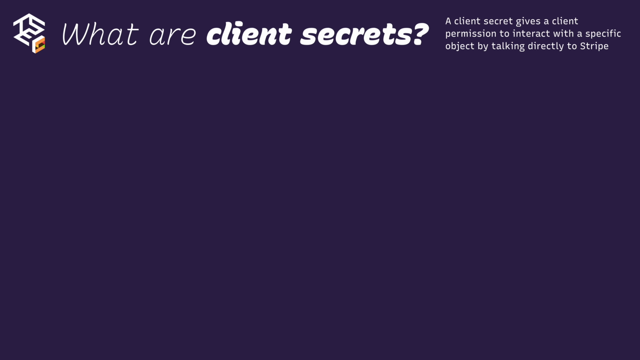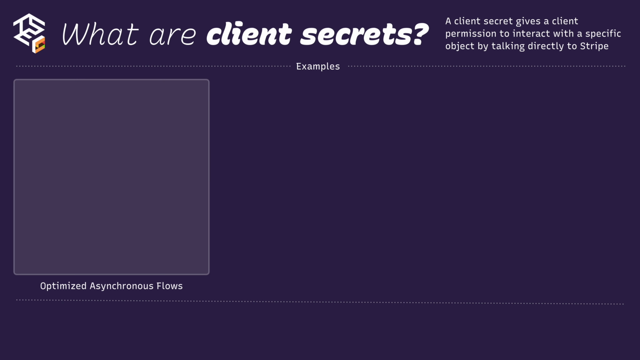In a nutshell, a client secret gives a client, like a web browser or mobile app, permission to interact with a specific Stripe object by talking directly to Stripe. That's a pretty abstract description, so let's look at some examples of how and why client secrets are used. We'll start with how client secrets optimize asynchronous flows which involve the client, like a payment that requires 3D Secure.